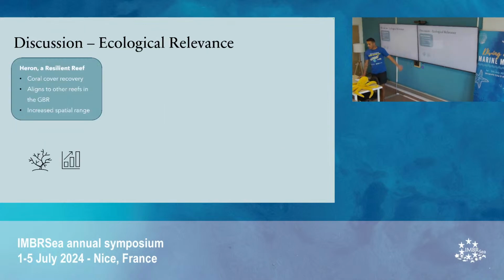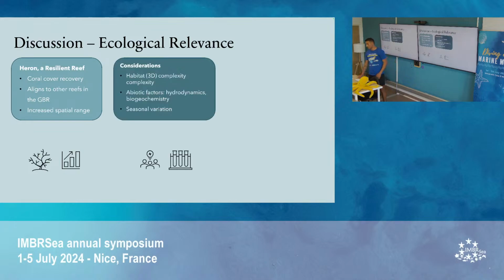Now, ecologically, this tells us that here is a resilient reef. As we saw, there was a lot of dying and then a lot of recovery, as we saw also earlier, which aligns with the other GVR reefs. Again, it tells us that the maps are giving us a pretty good idea of what's happening in the reef. And not only this, but we were able now to look at an entire reef system rather than at single plots or transects along the reef.